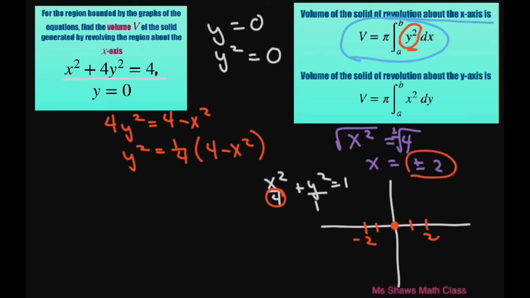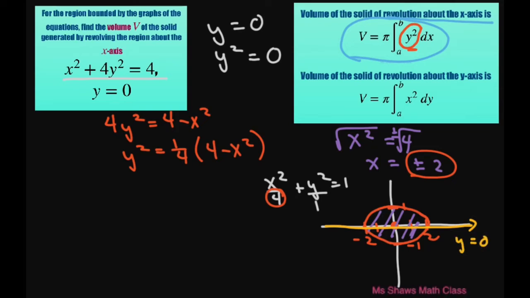And we already had that information there. And for the y, square root of 1 is 1, so you go up 1 and down 1. So this would be 1, negative 1. And then you draw this, make your ellipse, and there it is. And this is the shaded region we want. And it's also bounded by y equals 0. So this line is y equals 0.